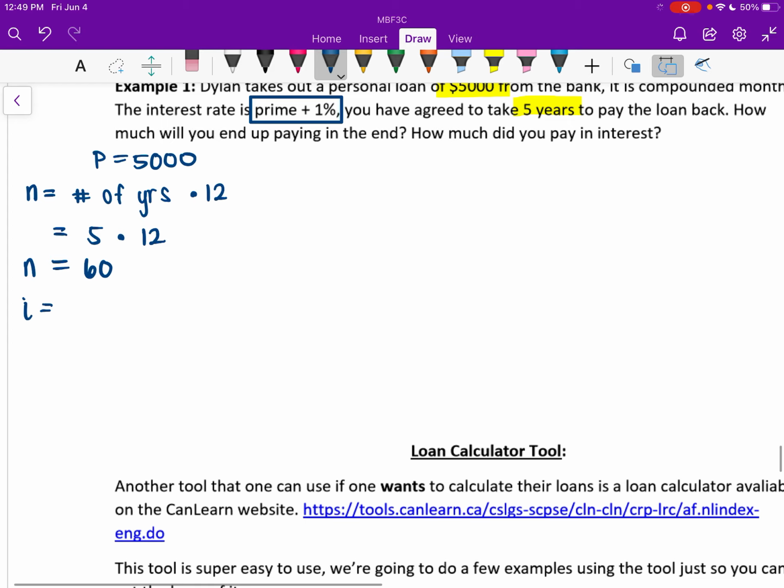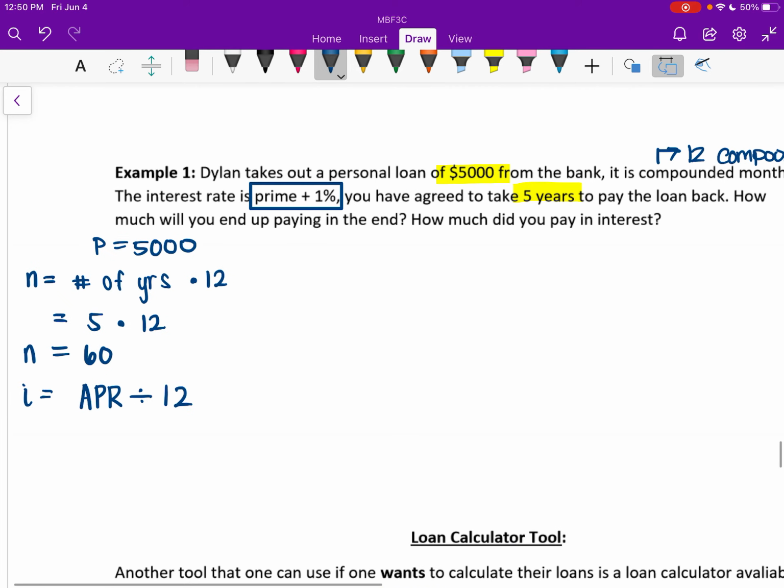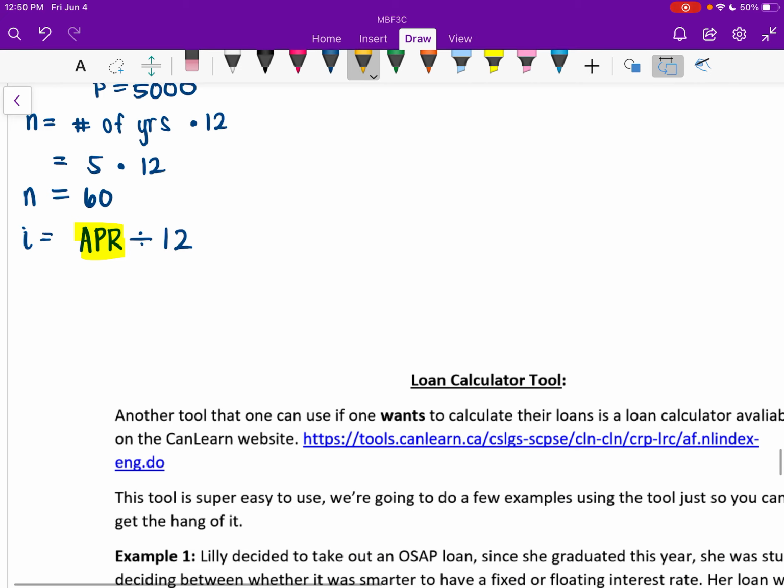I is equal to APR, right? Which we don't know yet, divided by the number of compounding periods per year, which was 12. The way for us to find APR, and I'm just going to do these calculations off to the side somewhere, if it's asking for prime plus 1%, you're just going to take whatever the prime was, which was, I think I said 2.45, plus 1, which will give us 3.45. So our annual percentage rate in that year is going to be 3.45%.